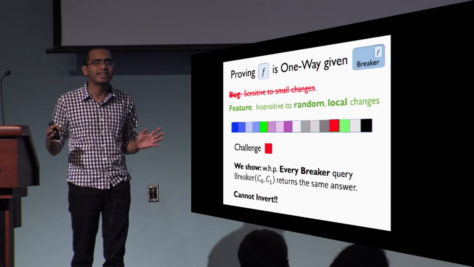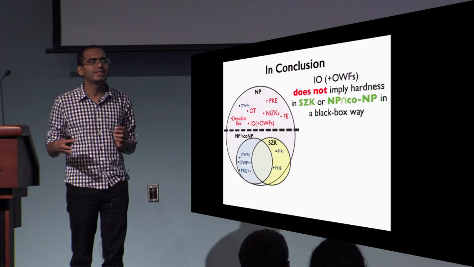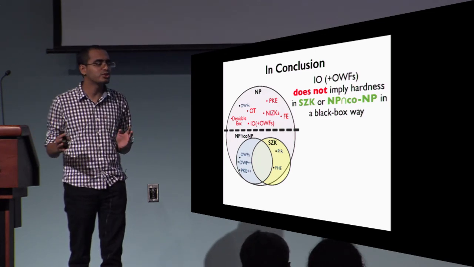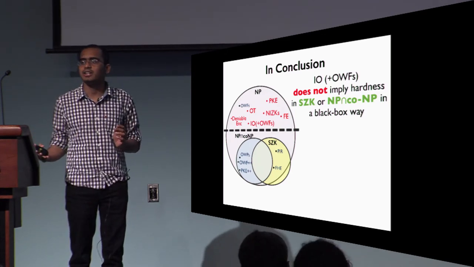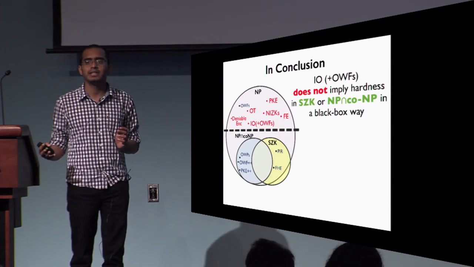So this was really quick and dirty. Look at the paper for more details. Okay, so with this, let me conclude. First of all, we showed that I/O does not imply hard problems in SDK or NP intersect co-NP in a black box way.